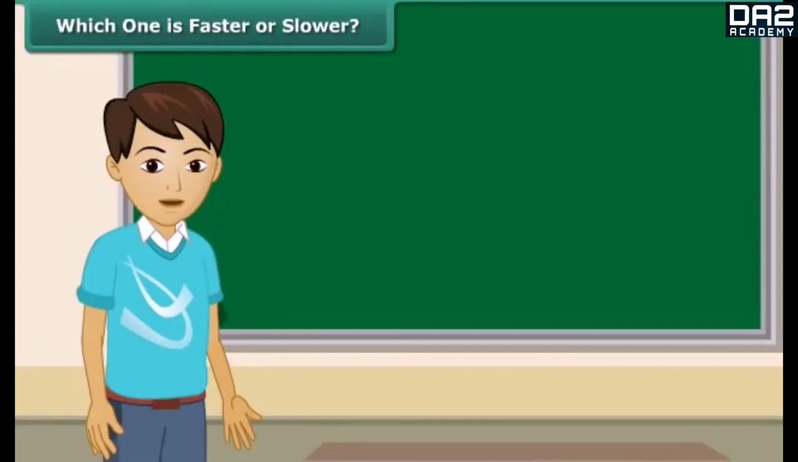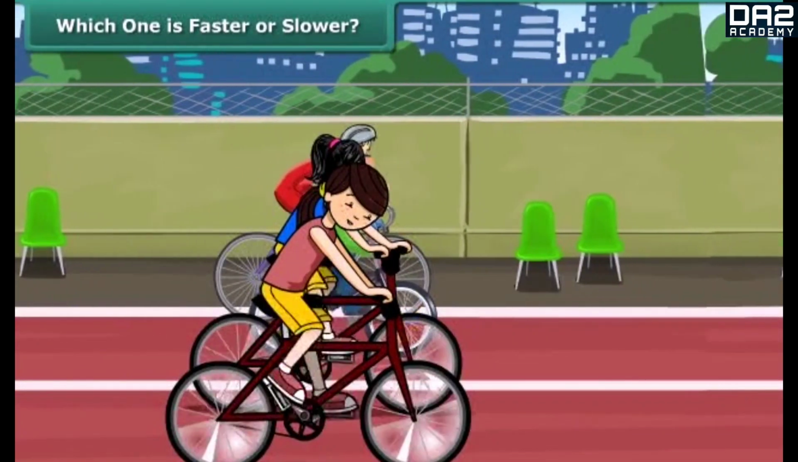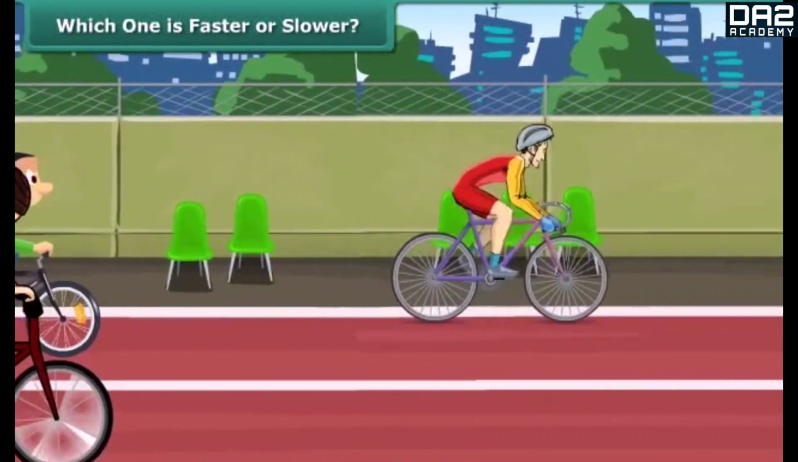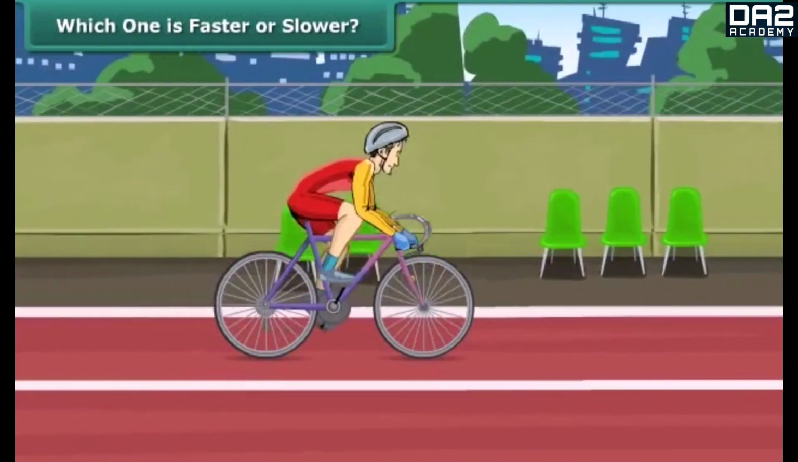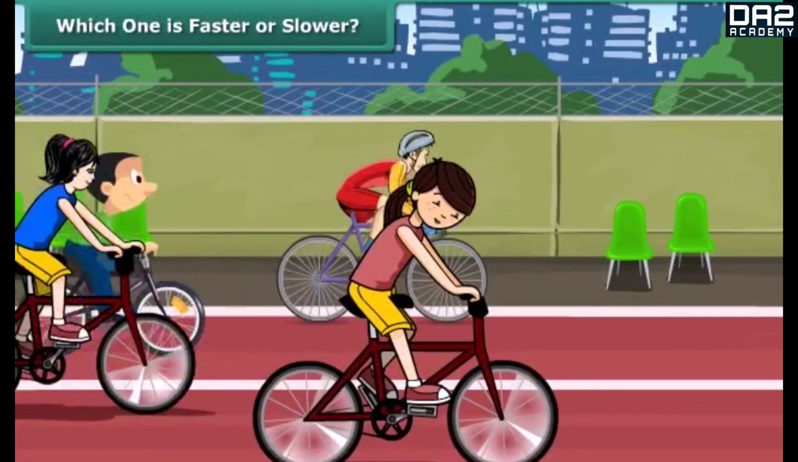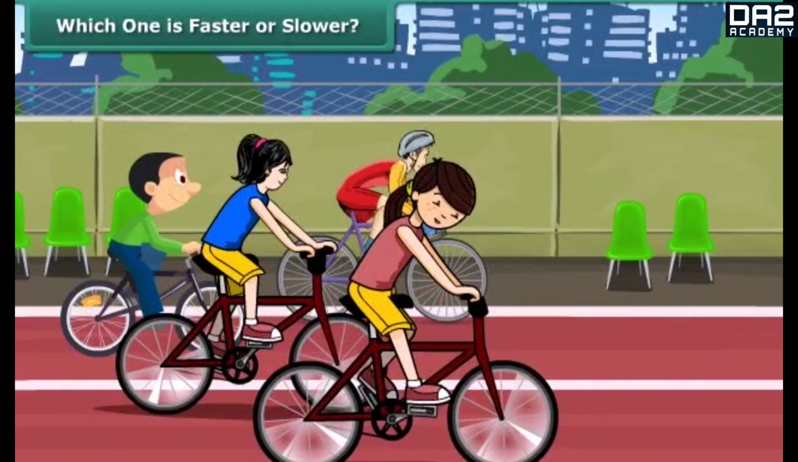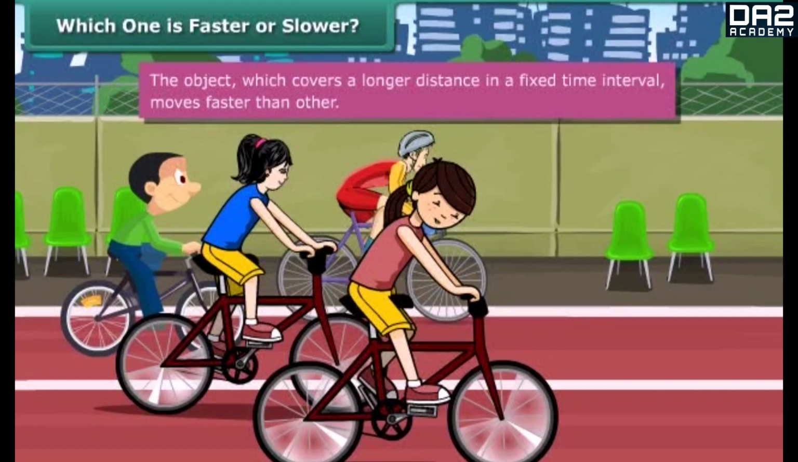The next step is to identify whether an object is moving faster or slower than another object. To do that, you must calculate the distance covered by both the objects in the same time interval. Consider a 1,000-meter cycle race. When the whistle blows, the race begins. Every cyclist starts at the same time. Suppose after 10 minutes, one cyclist reaches the finishing line. This means that the winner covered the distance of 1,000 meters in 10 minutes. This also means that all the others who reached the finishing line later covered less than 1,000 meters in 10 minutes and hence lost the race. So we can say that the object that covers a longer distance in a given time interval than other is faster.